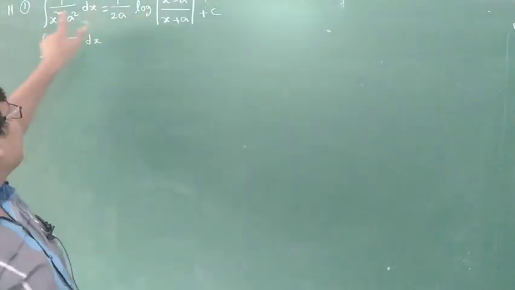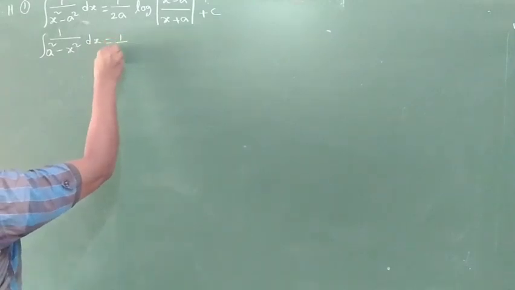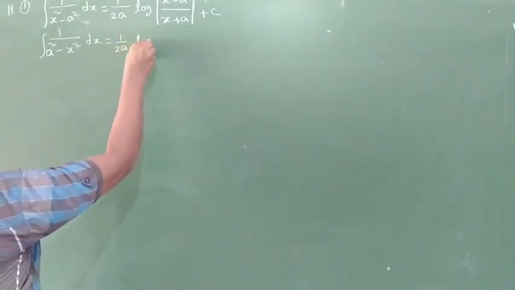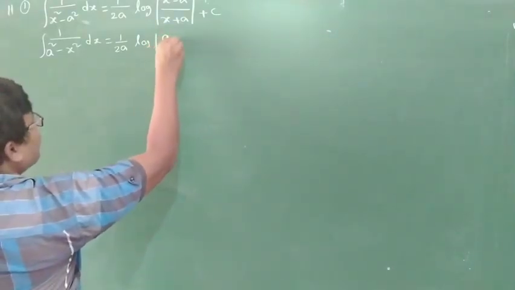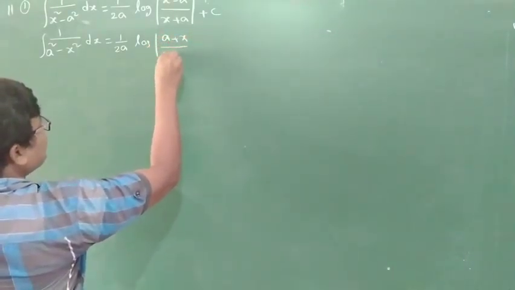Both have signs without root, no root, and minus. First, x square minus a square means x minus a by x plus a. Integral a square minus x square is equal to 1 by 2a into log mod a plus x by a minus x. So this is the formula.